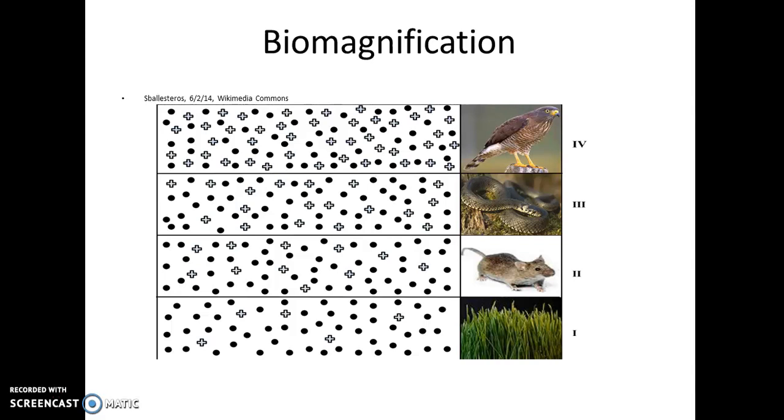Bioaccumulation happens with mercury and tuna, and it happens a lot. PCBs.